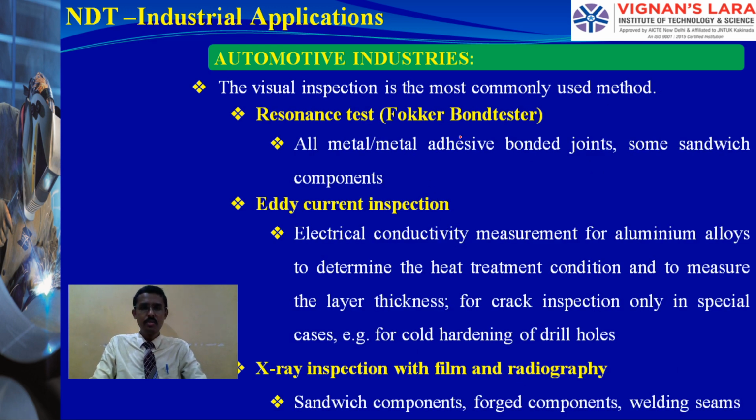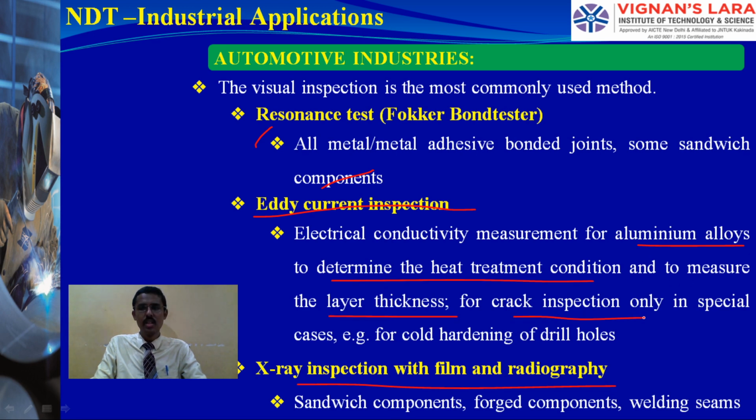A resonance test, a Fokker bond test: all metal adhesive bond joints and some sandwich components we can test with this resonance test. Eddy current we can do, or X-ray radiography. So electrical conductivity measurements of aluminum alloys determine the heat treatment conditions, or measure layer thicknesses, or are used for crack inspections only in special cases. All these types of inspections can be done with eddy current testing methods.